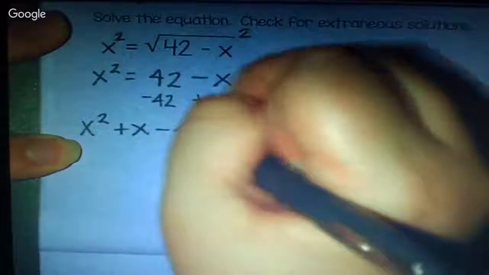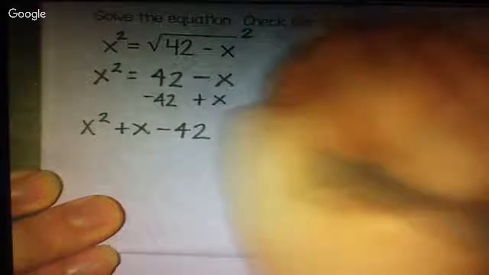So I get x squared, I'm adding x, so plus x, and I'm subtracting 42, so minus 42. Negative 42. So I now need to find, we're going to do the box method. We've got x squared and negative 42.